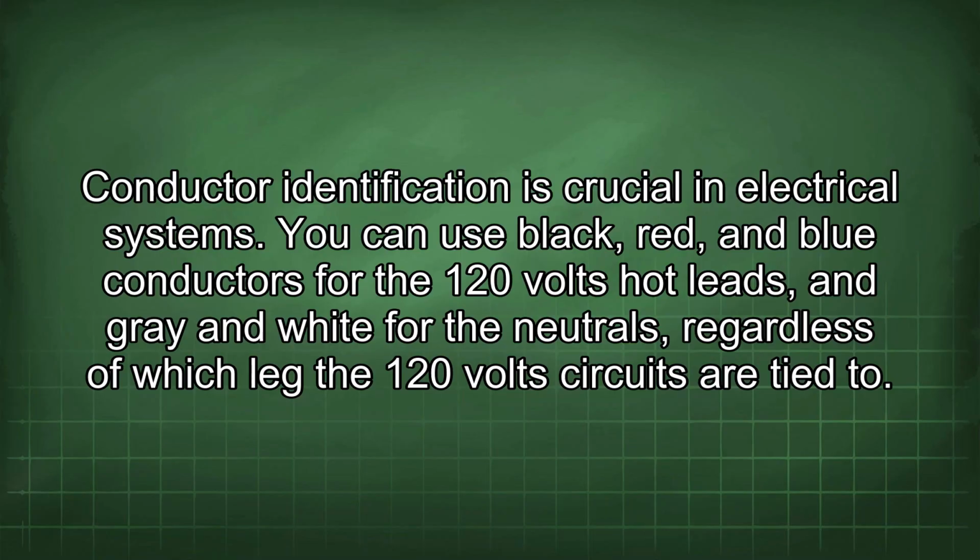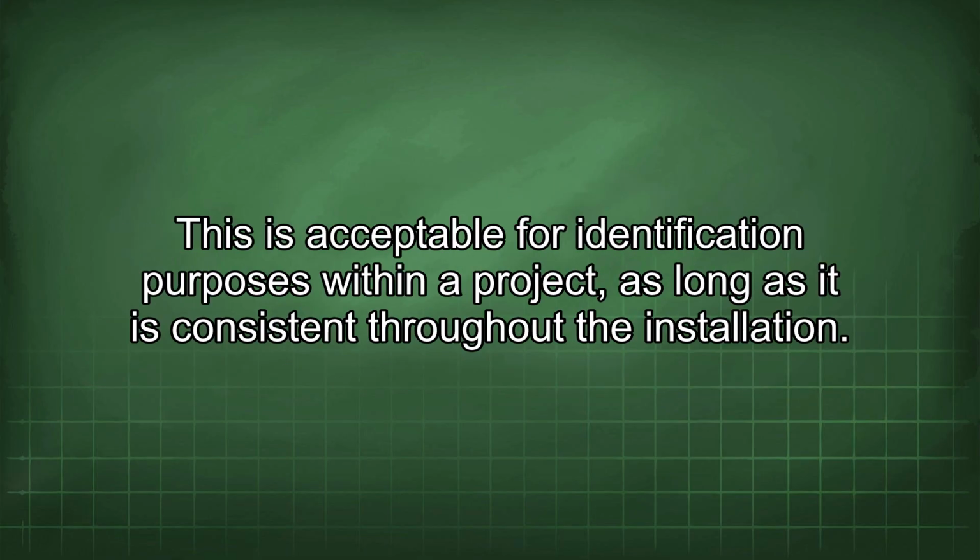Conductor identification is crucial in electrical systems. You can use black, red, and blue conductors for the 120 volts hot leads, and grey and white for the neutrals, regardless of which leg the 120 volts circuits are tied to. This is acceptable for identification purposes within a project as long as it is consistent throughout the installation.